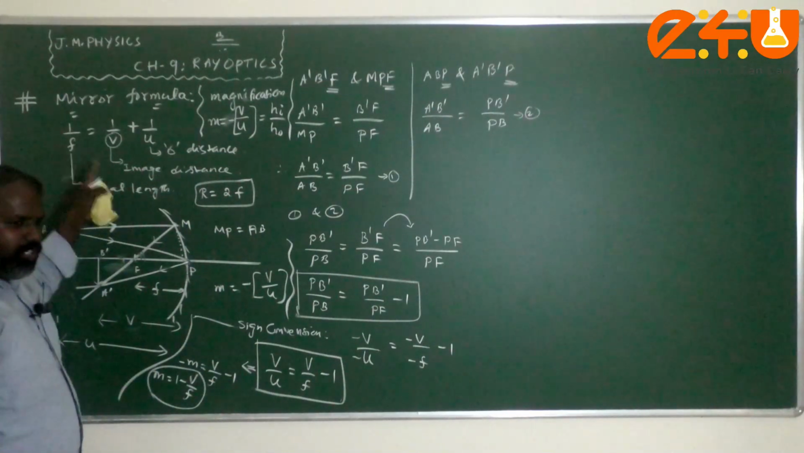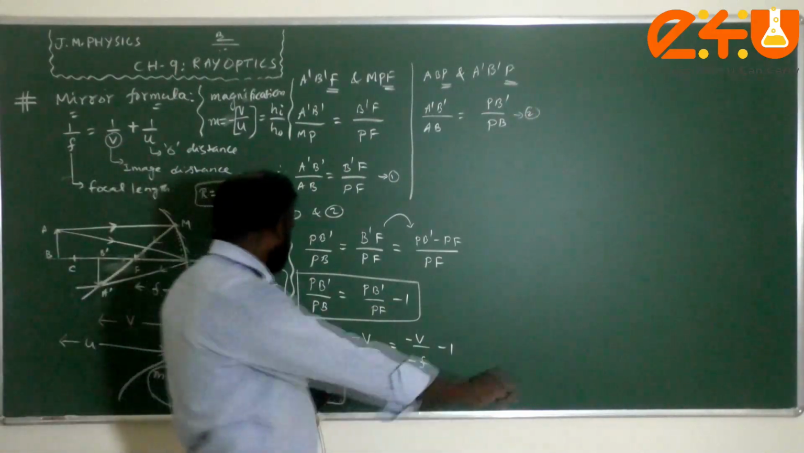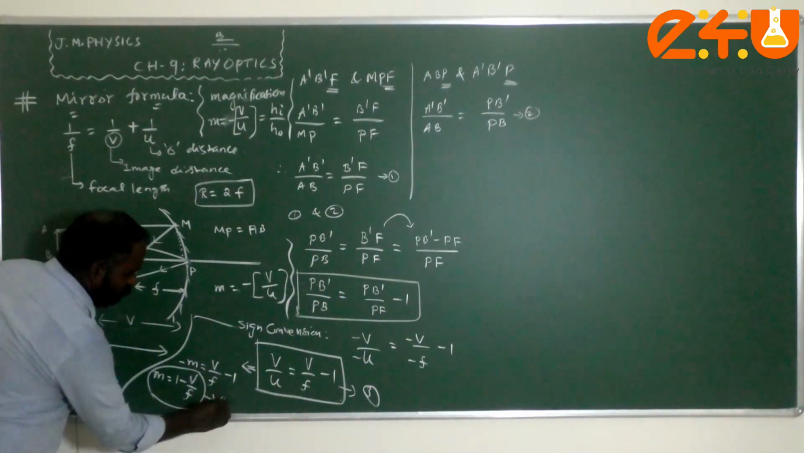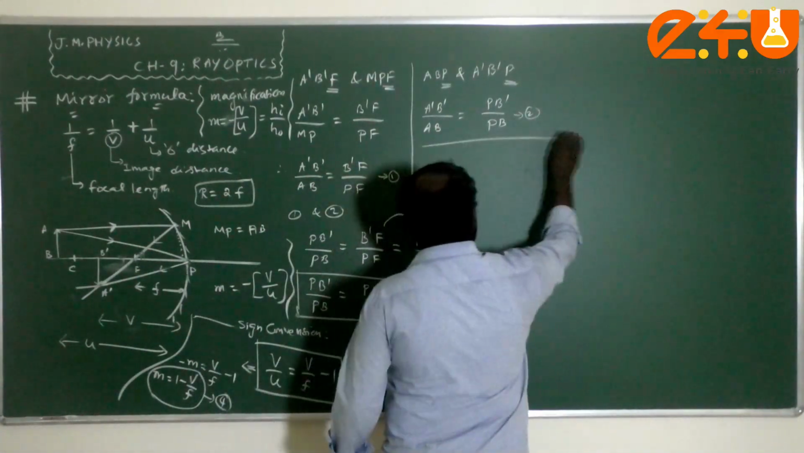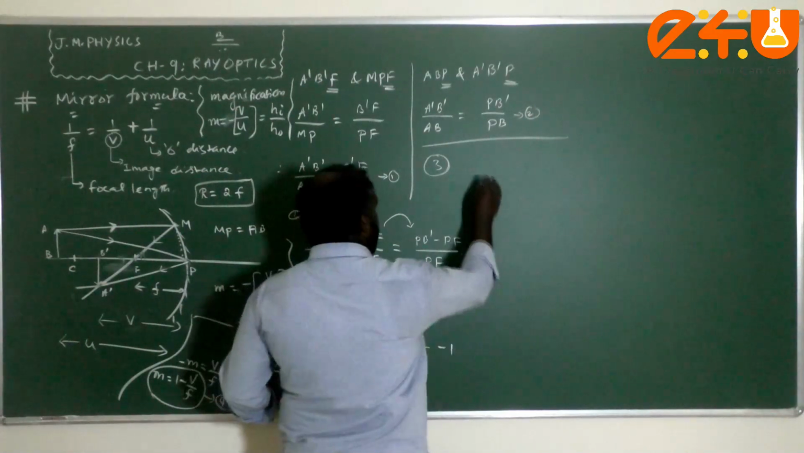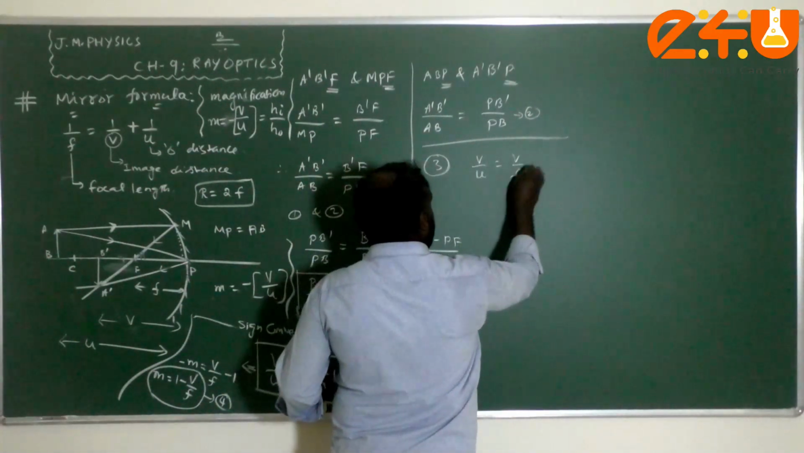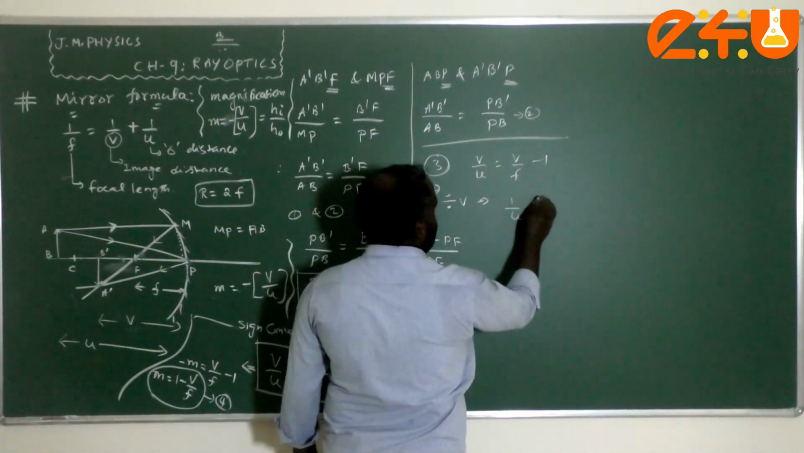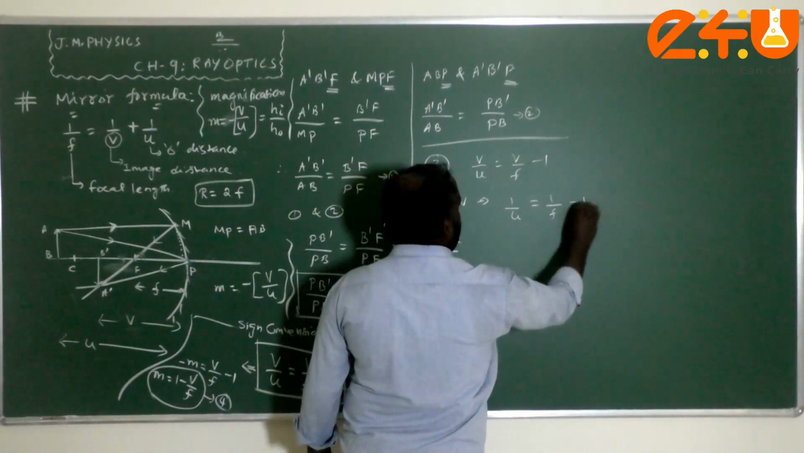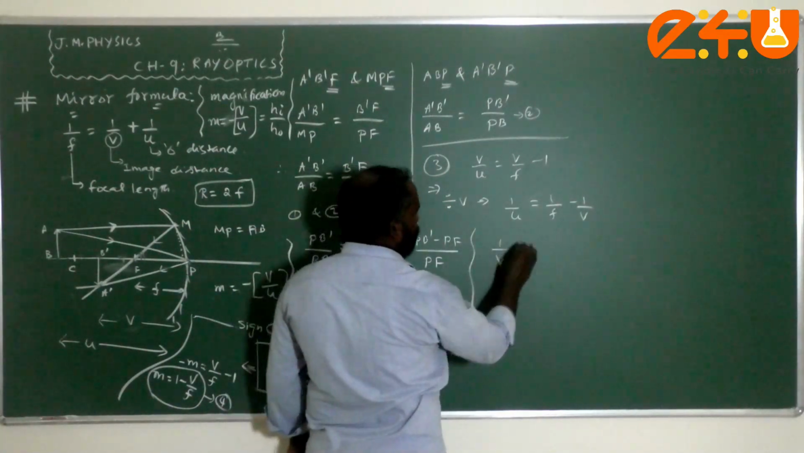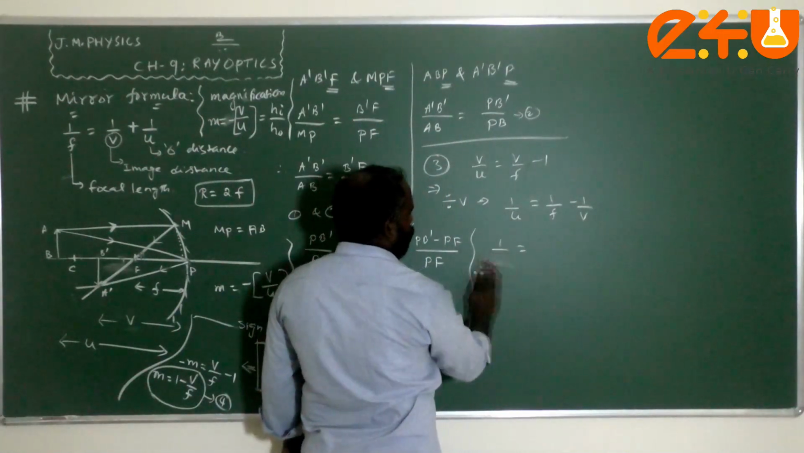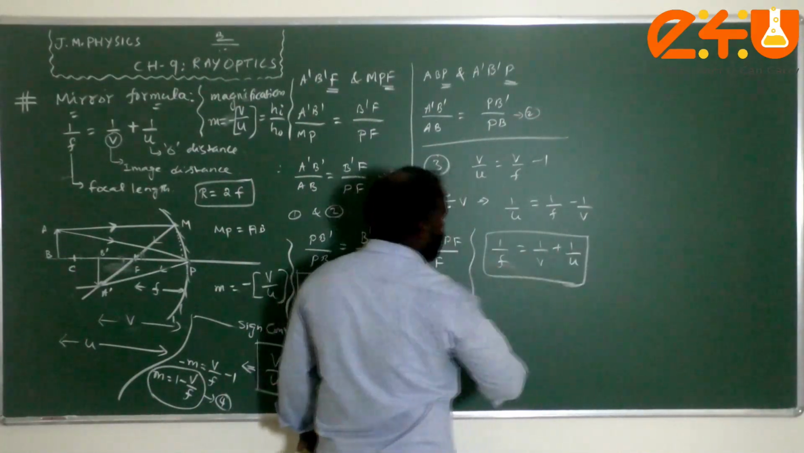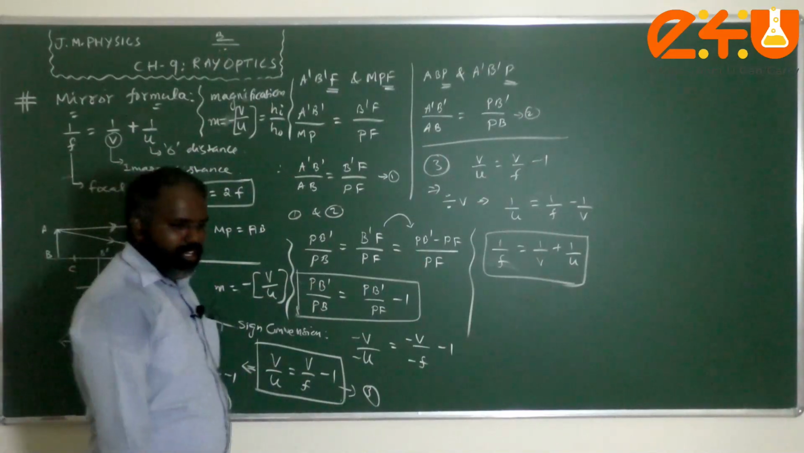Even though our aim is to derive the mirror formula, for now please take this expression and say, for example, this is equation number 3, and this is equation number 4. Equation 3 can be written as V by U is equal to V by F minus 1. Dividing by V, I get 1 by U is equal to 1 by F minus 1 by V. Taking the left-hand side, we get 1 by F is equal to 1 by V plus 1 by U.